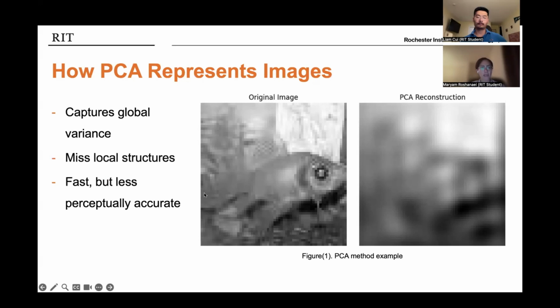That's why PCA is useful as a baseline, but not sufficient when our goal is to match how humans perceive structure in images. This leads us to ISCA, which learns on blocks of the image using SSIM.